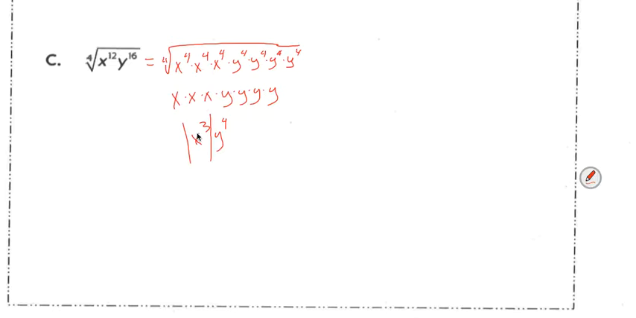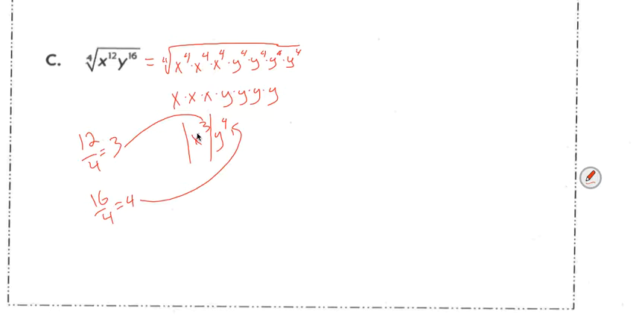Now, there was perhaps an easier way you could have done this. Remember, if you're just trying to see how many 4s go into a particular number, you could have just divided by 4. So 12 divided by 4 is 3. That means there are exactly 3 x to the 4ths that will go in for those x's. Same thing with the y's. And sure enough, we get x cubed y to the 4th.